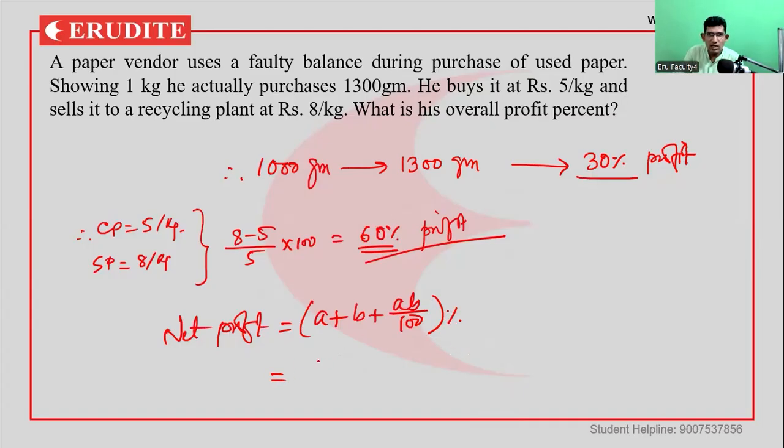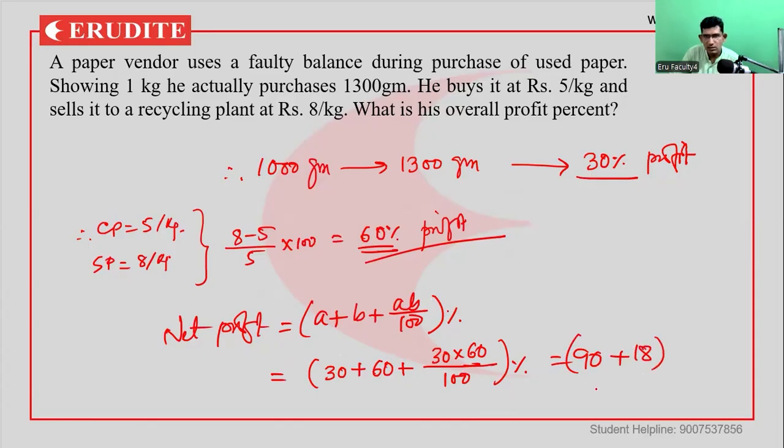So with respect to gram or weightage, 30% profit. With respect to unit price, he is making 60% profit. So his net profit would be 90 plus 18, which is 108% profit. So overall, in this case, he is making 108% profit. So this question also can be done by the successive percentage method.